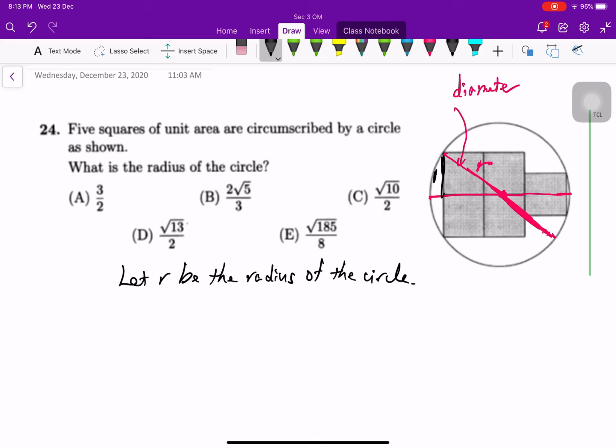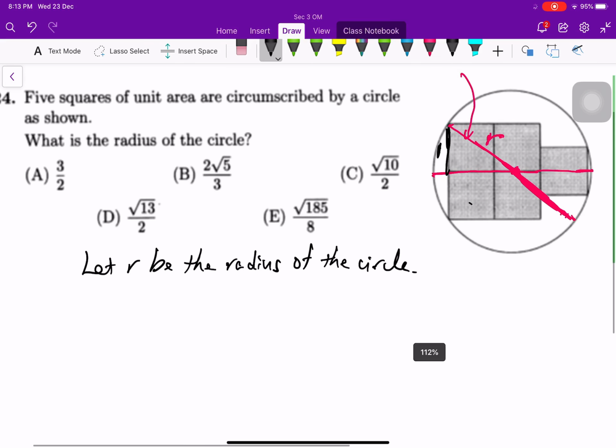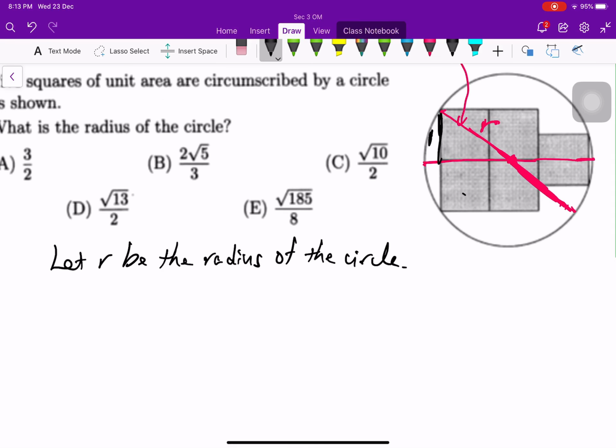Now I will assume something. Can I assume that this distance from here to here, to the center of the circle, is x? Then this distance would be 2 minus x. Agree now? 2 minus x, right? And this distance here is obviously 1, because that is the length of one side of the square, right?